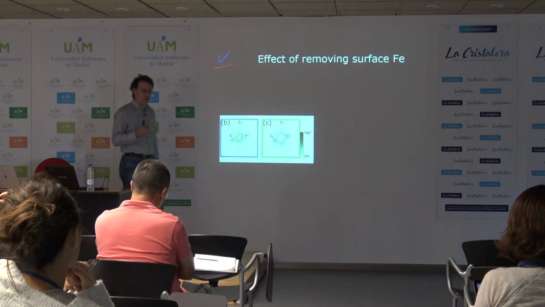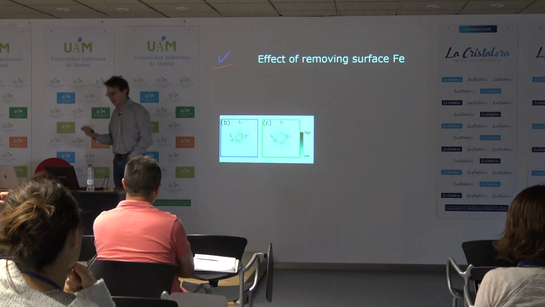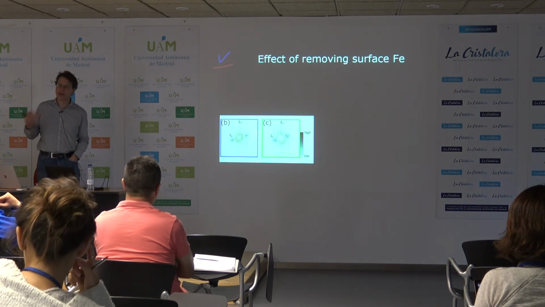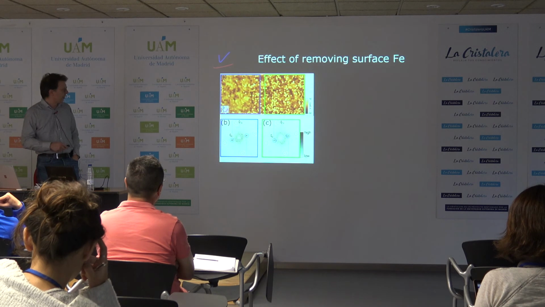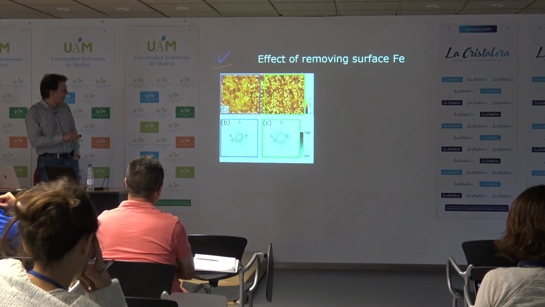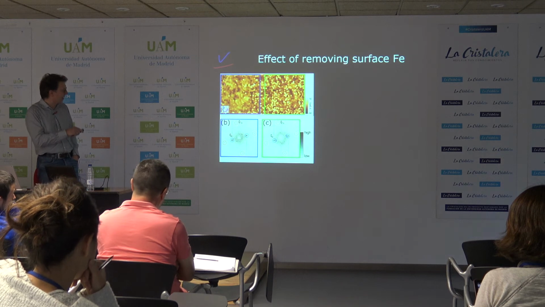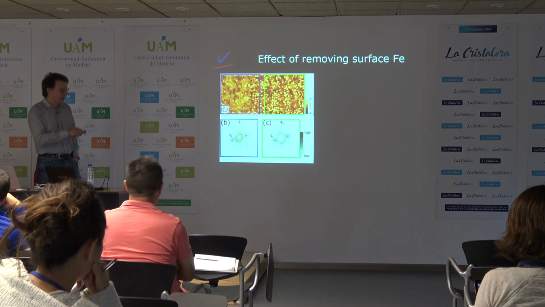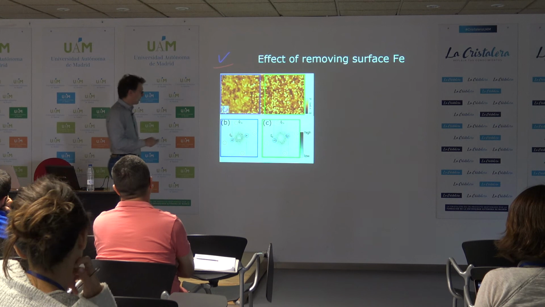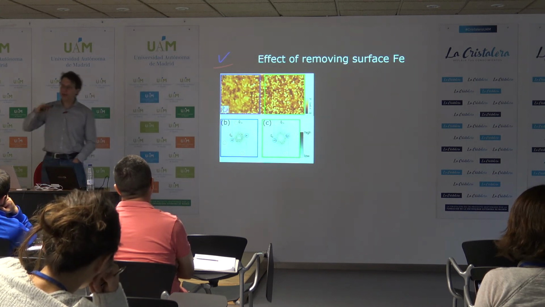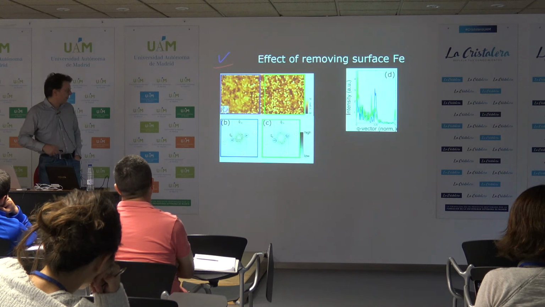Now, I mentioned to you that we can also remove the excess iron, so we can look at the effect of removing some of the excess iron from the surface on the magnetic order. Here's an STM image where on the right-hand side we still have the excess iron at the surface, and on the left-hand side we have removed the excess iron from the surface. So now you have a surface layer which has half the excess iron concentration of the bulk underneath.